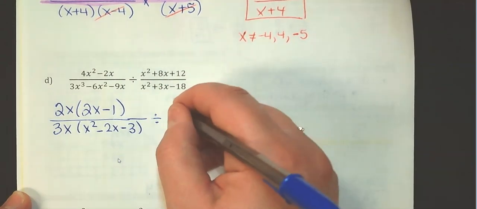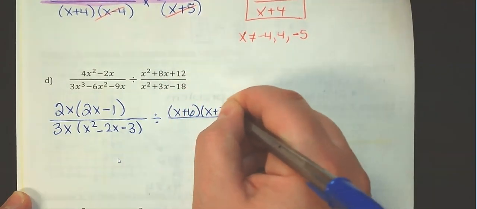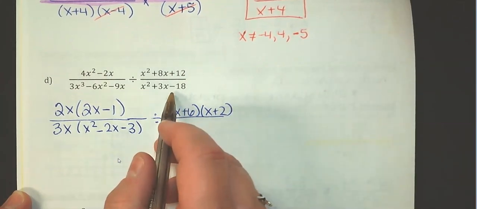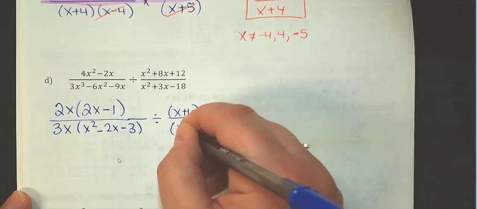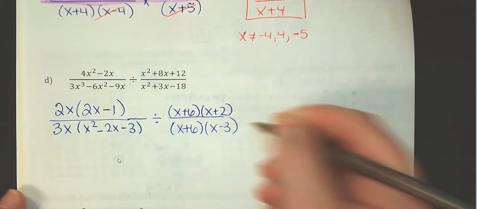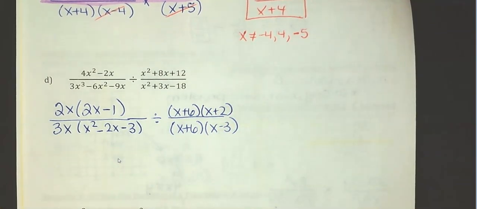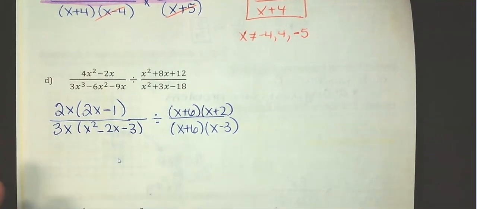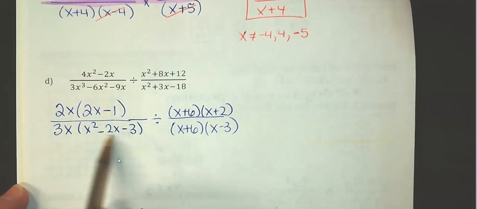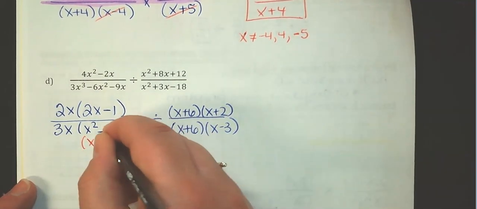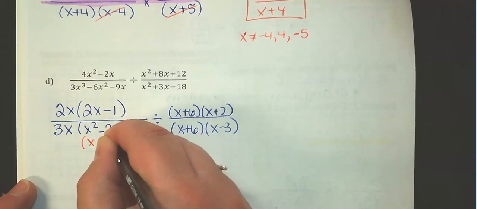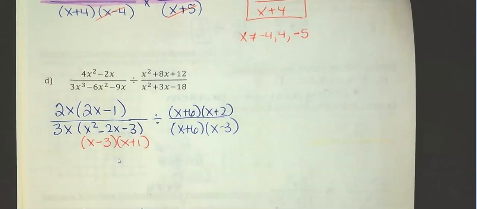Okay, multiply to get 12, add to get 8. You're going to have 6 and 2. And on the bottom, I've got negative 18, multiply to get negative 18, add to get 3. So it's got to be positive 6 and negative 3. Okay, the only other thing you can do here real quick on this very first fraction, you can factor what I had left over here a little bit further, this x squared minus 2x minus 3. That can be factored into multiply to get negative 3, add to get negative 2: x minus 3 and x plus 1. So that can be factored just a hair further.